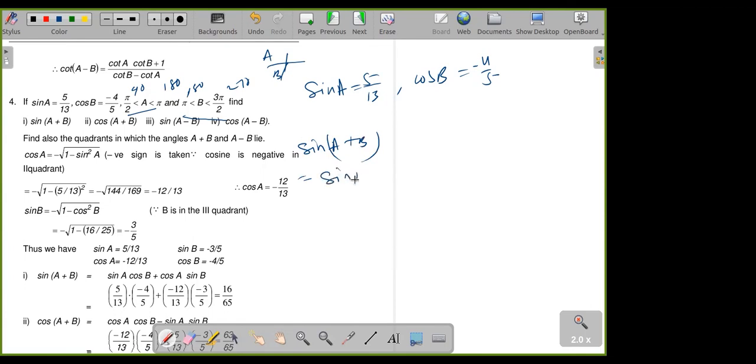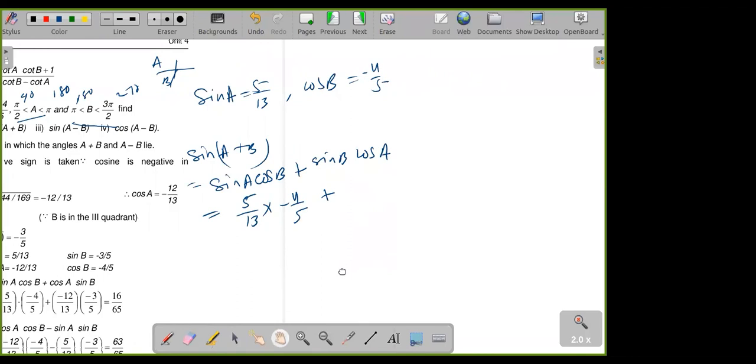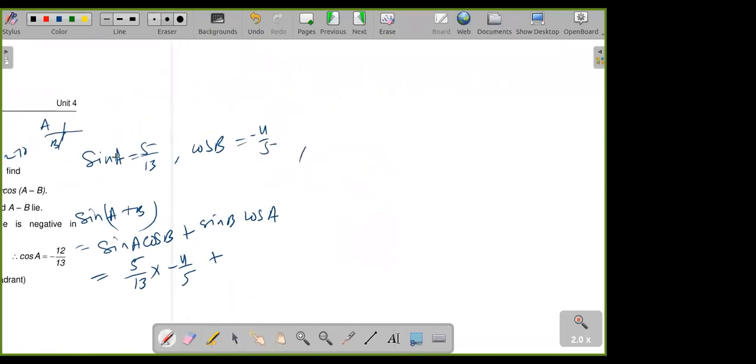Sine A plus B is sine A cos B plus sine B cos A. For sine A, we have 5 by 13 already. For cos B, minus 4 by 5, plus sine B. Oh, we don't have sine B. We have to find sine B and cos A. So sine A is 5 by 13. What will be cos A?